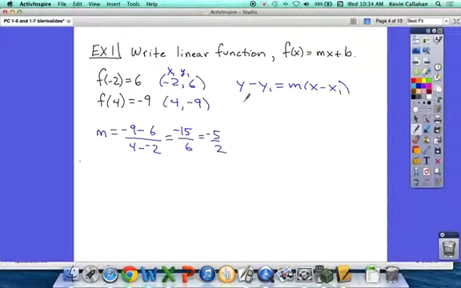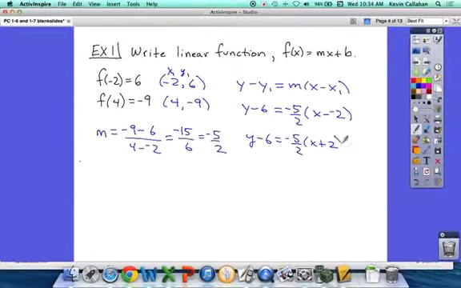So y minus 6 equals negative 5 halves x minus negative 2. Y minus 6 equals negative 5 halves x plus 2. Now I'm going to put it into slope-intercept form. Solve for y.